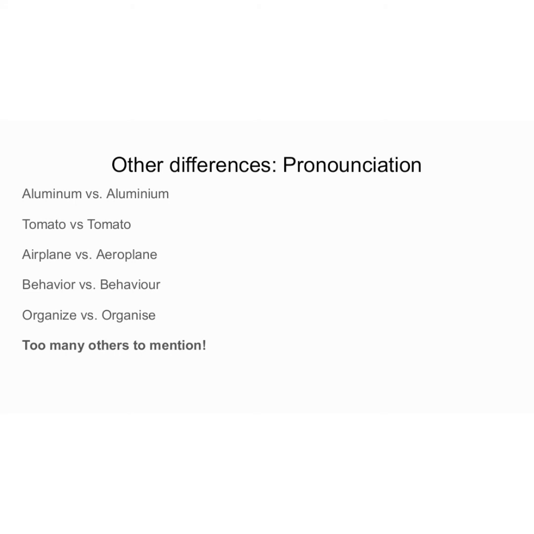Some differences in pronunciation include aluminum versus aluminium, tomato versus tomato, airplane versus aeroplane, behavior versus behaviour, organize versus organise. And again, there are far too many to mention, and I'm not even sure how close I am in the actual British accent.